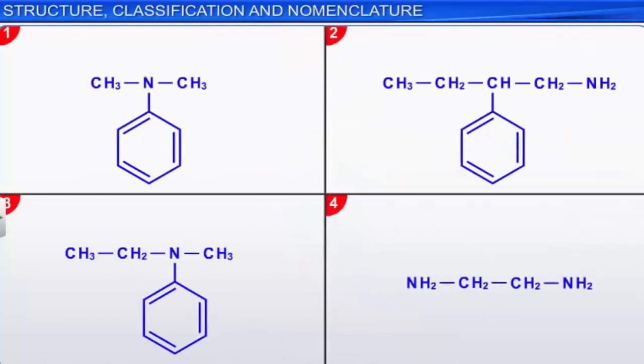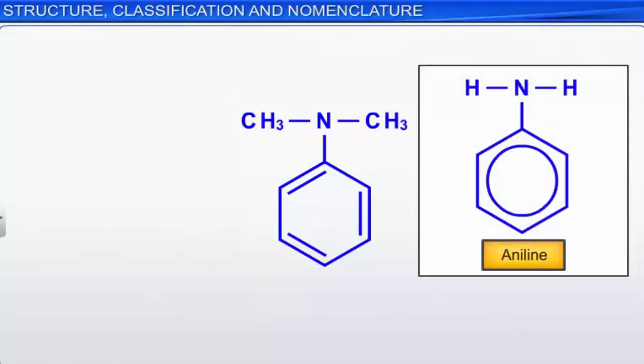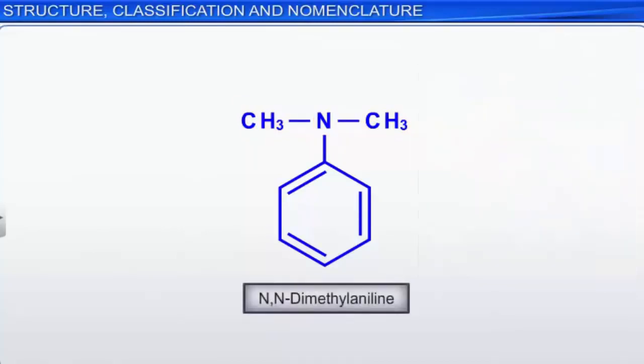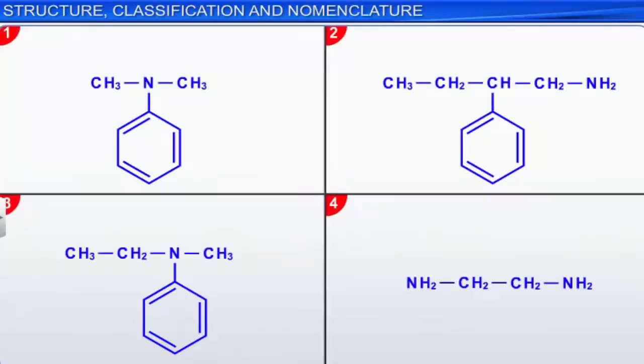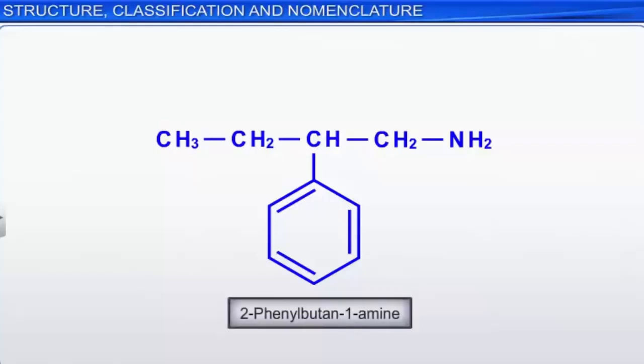In the first compound, since 2 methyl groups are present as side chains on the N atom and the main compound is aniline, the compound can be named N,N-dimethyl-aniline. In the second structure, an NH2 group is attached to an alkyl group and a benzene ring is present as a side chain. Therefore, the compound can be named 2-phenyl-butan-1-amine.